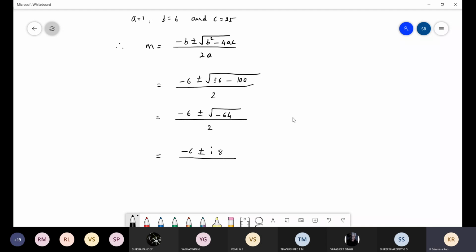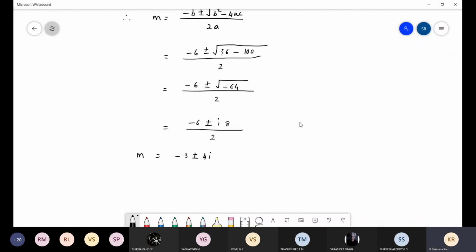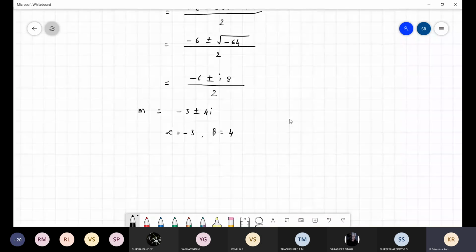It is over 2, or m equals, if you can divide by 2, or you can take 2 common and cancel, minus 3 plus or minus 4i. So these are the roots, nothing but alpha equals minus 3 and beta equals 4. Then what is the solution? Anyone?